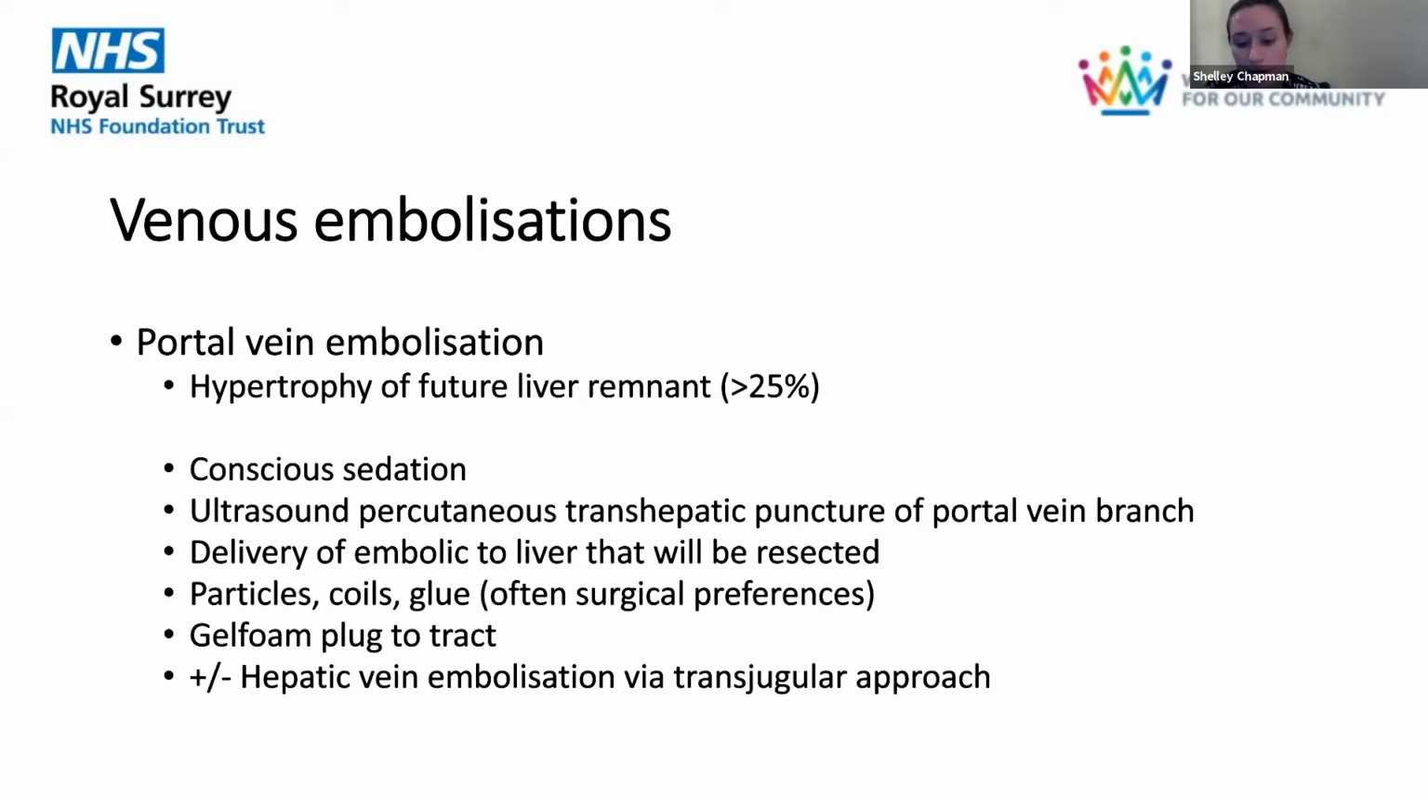There's a variety of different embolics we can use: particles, coils, and glue. And often our surgical colleagues have preferences about what we use, because obviously they're going to do a resection a few weeks down the line. We insert a gel foam plug to the tract, and in some centres, and there's some research ongoing about hepatic vein embolization by a transjugular approach at the same time as the PVE.